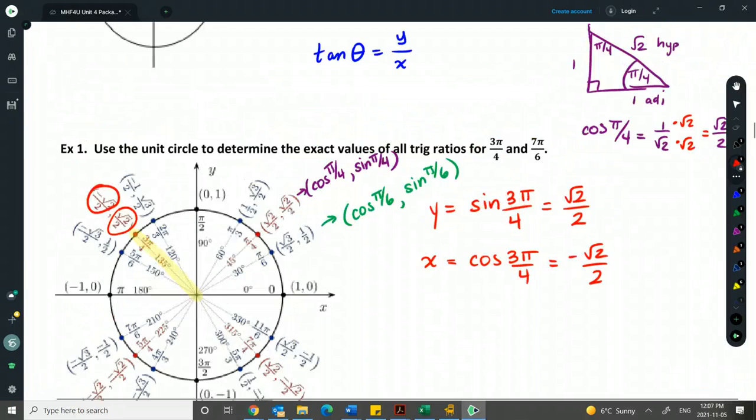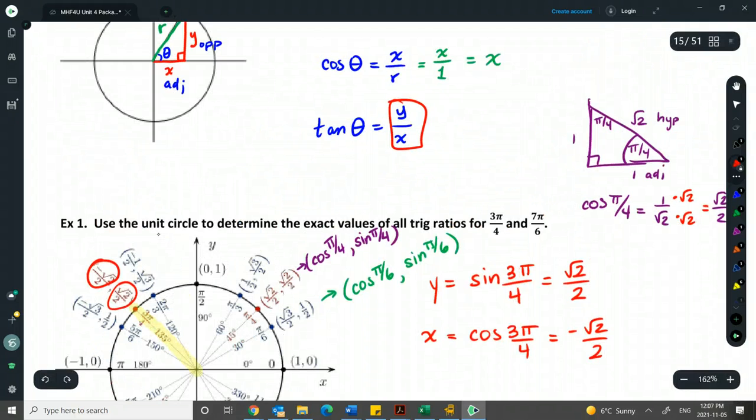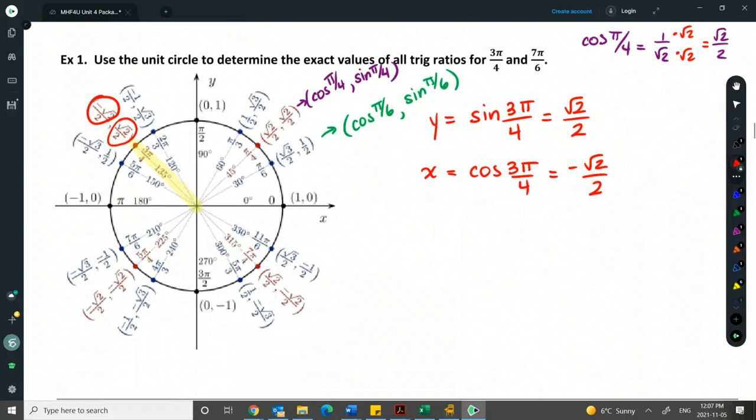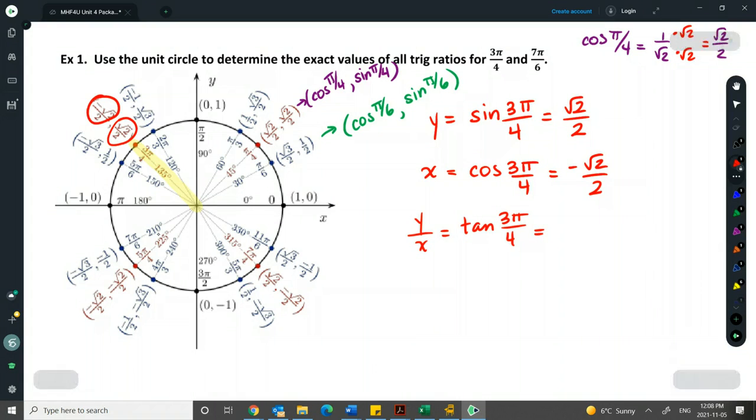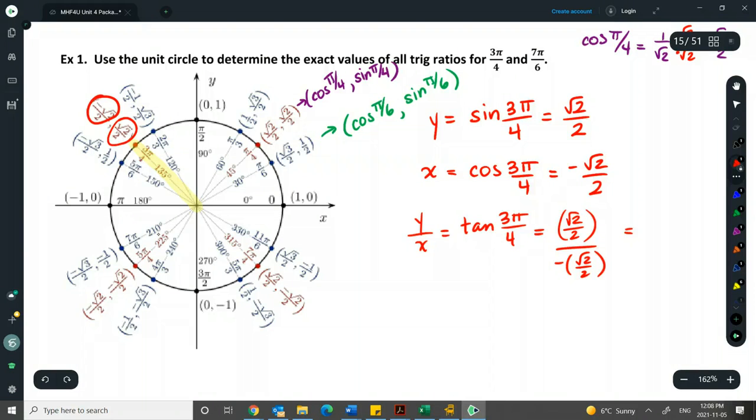Okay, tan is equal to y over x. So if I wanted to find the tan of 3 pi over 4, I will do the y at that location, which is root 2 over 2, over the x at that location, which is negative root 2 over 2. What's anything divided by itself? 1, but it's a positive and a negative version, so this would be negative 1, right?